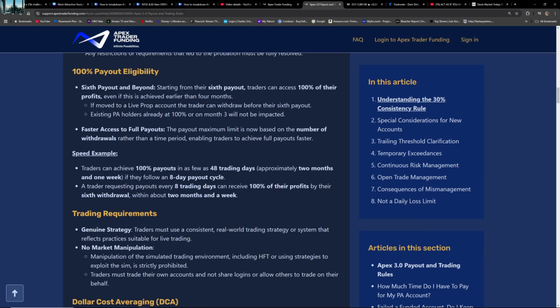So the goal is obviously to get paid as often as possible, but you want to get to the point where you're way above your trailing threshold before you start taking payments so that you can keep your account open as well as get paid on a regular basis.